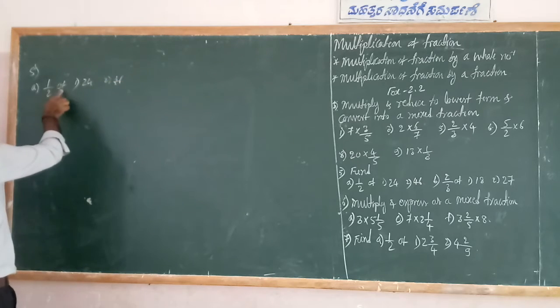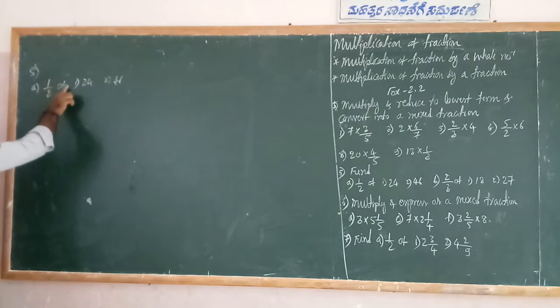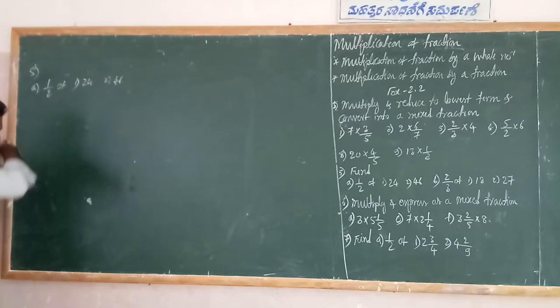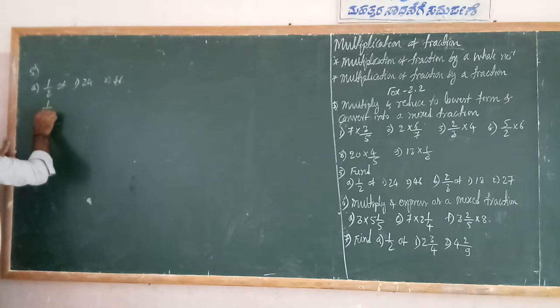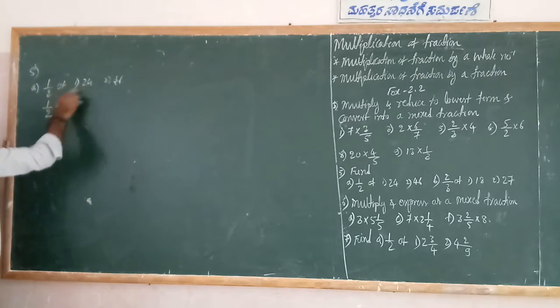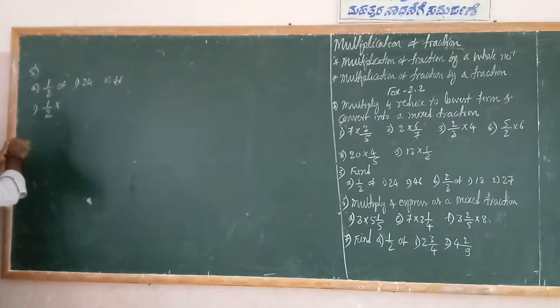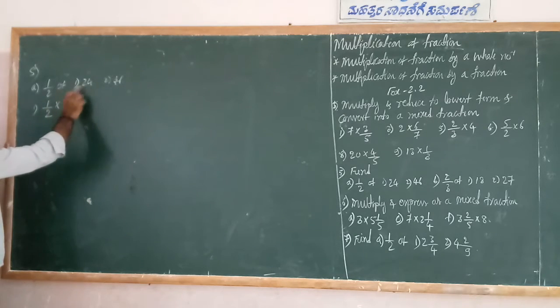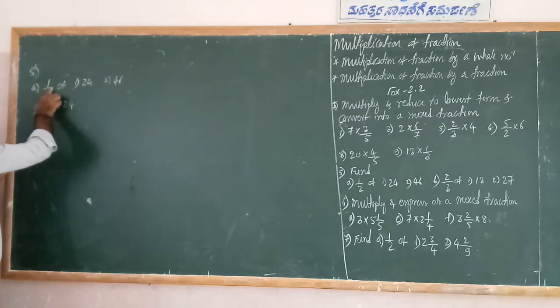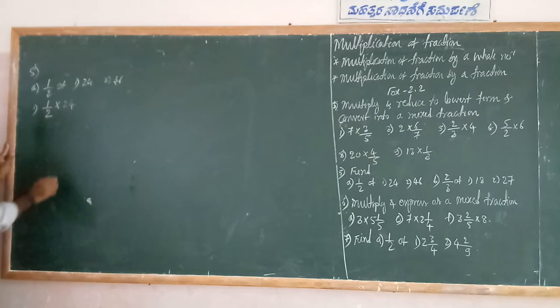See students, 1 by 2, half. What is that? Half is indicated as "of" or multiplication. We know that already. So 1 by 2 half means multiply. First one I will find the answer. This 24 you have to multiply first. 24 you have to multiply by 1 by 2, and also 46 you multiply by 1 by 2.